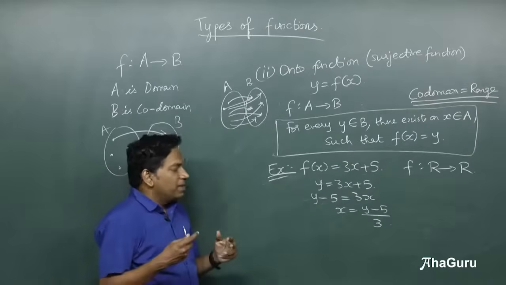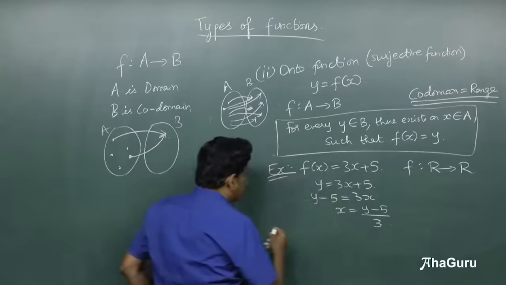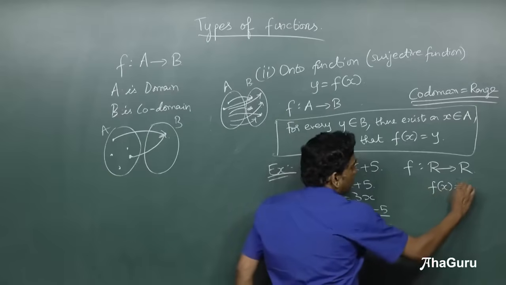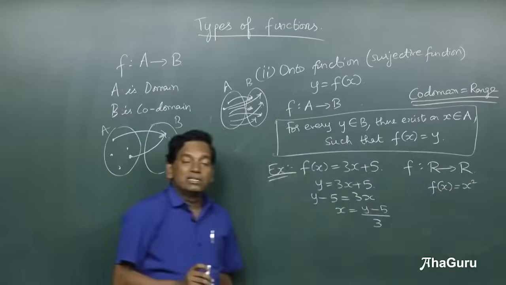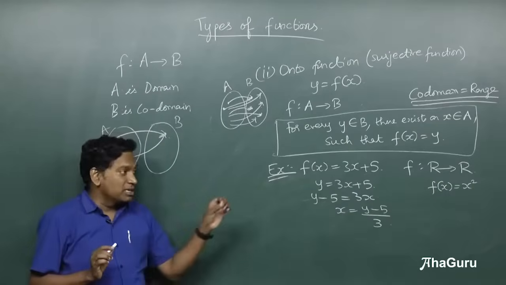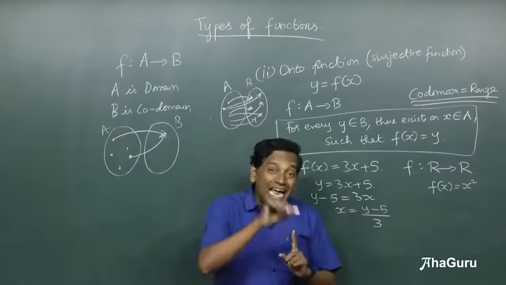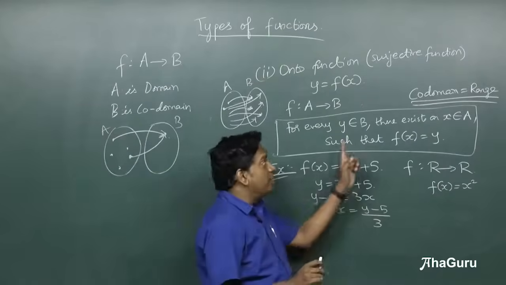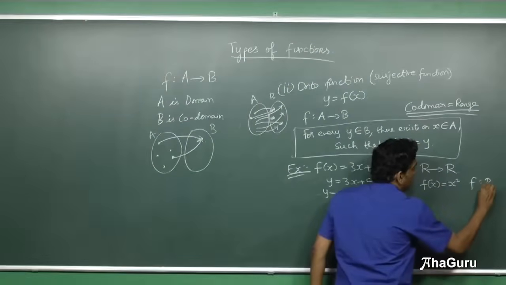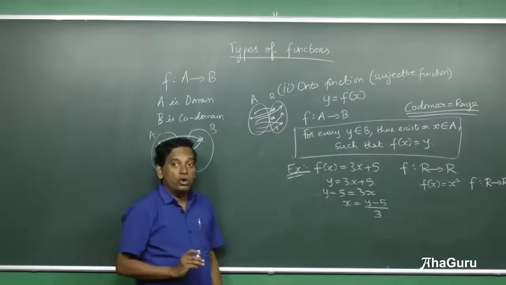Now let's look at a couple of other examples. Let's take the other example, f of x is equal to x squared. So the question is, is this function an onto function? We already saw that it's not a 1-1 function, because minus 3 whole squared is the same as plus 3 whole squared. Is this an onto function? Now that depends on how you define your domain and codomain. If you define f as from R to R, then it's clearly not an onto function.